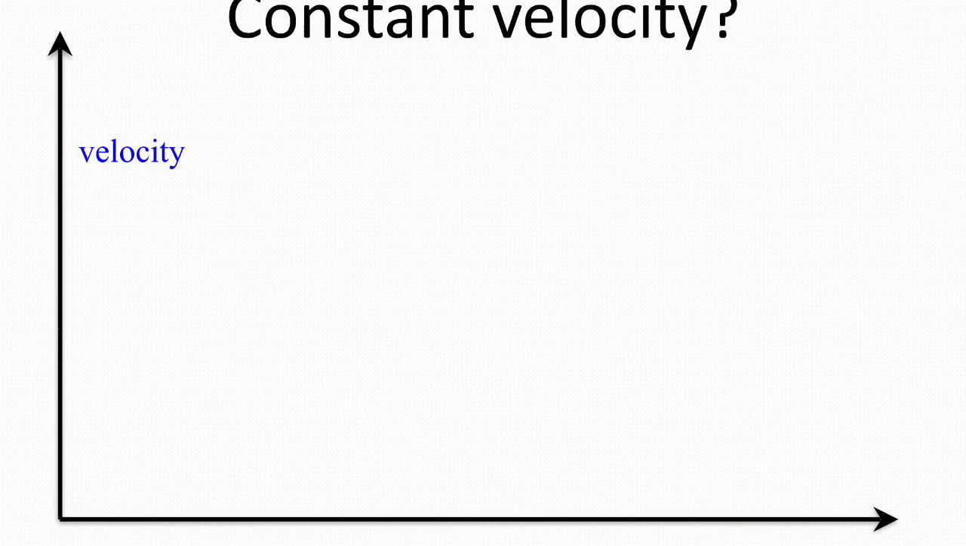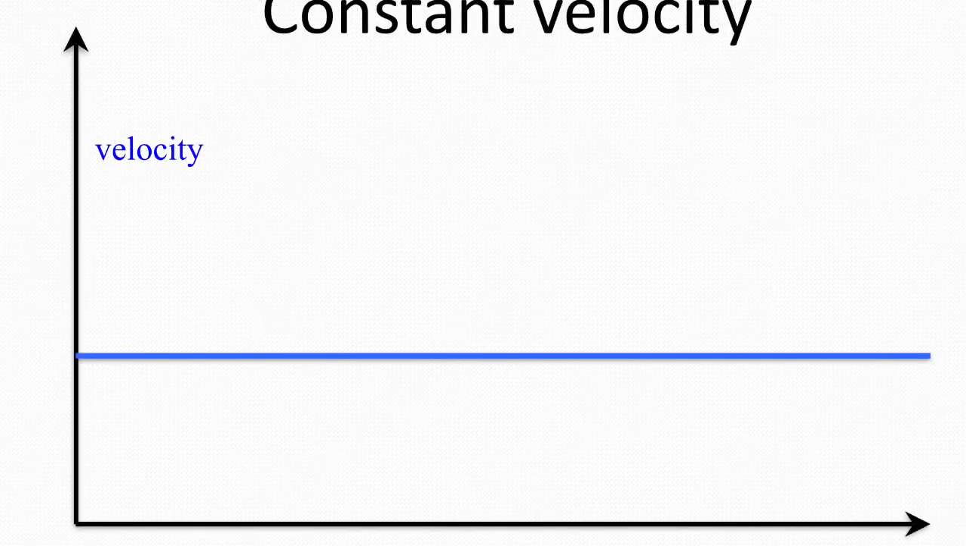Okay, what would constant velocity look like for a velocity time graph? Again, you can pause the video while you do a quick sketch in the back of your book. For a constant velocity, the line will be horizontal with a fixed value for velocity. The faster the velocity, the higher the line, the slower the velocity, the lower the line.